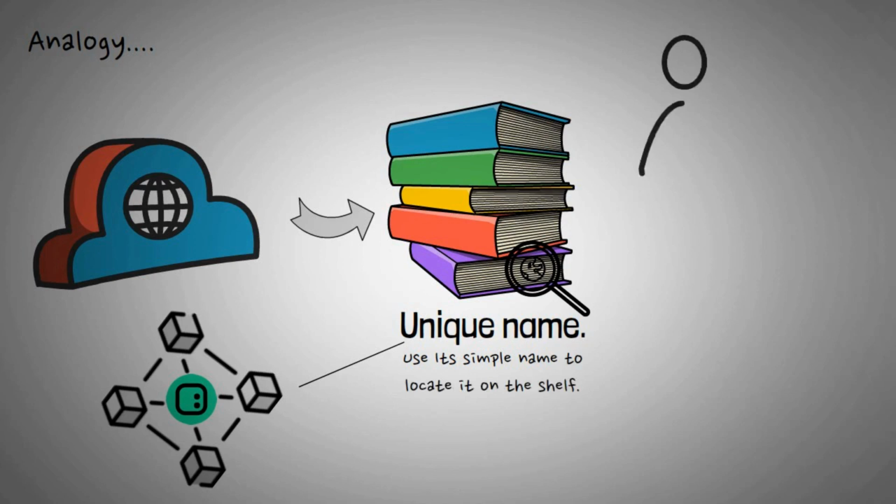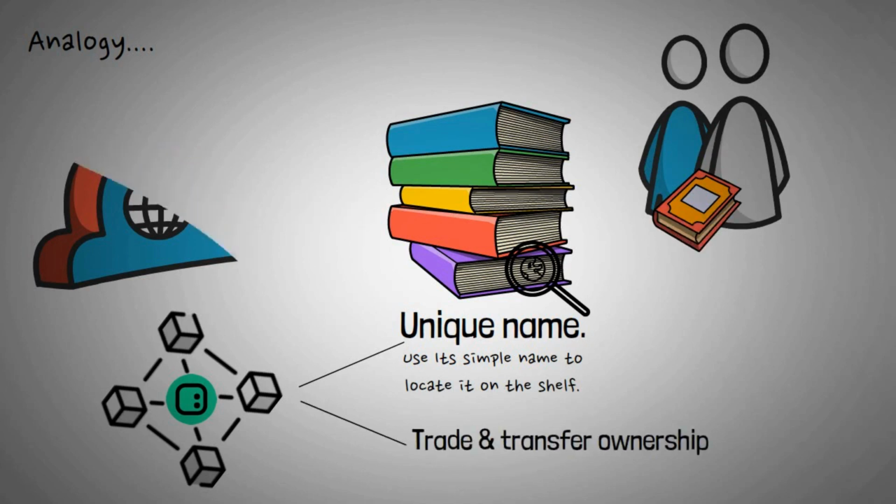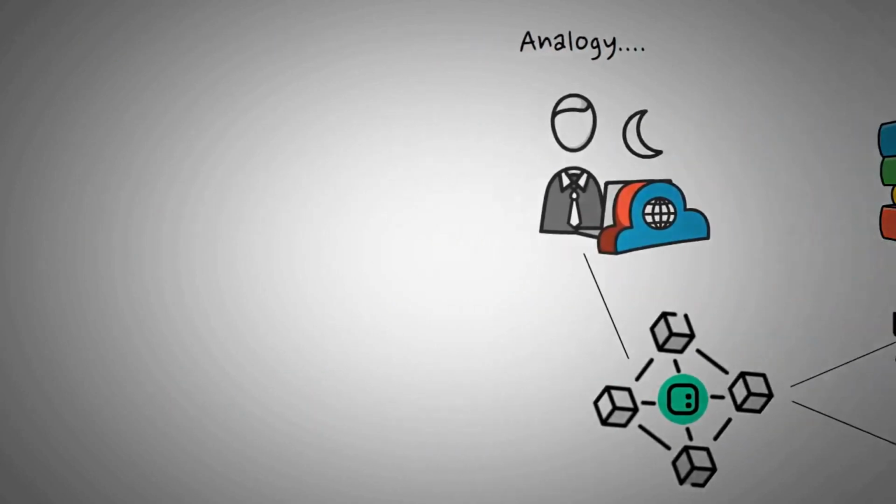And, just like how you can lend and borrow books with your friends at the library, SpaceID also lets you trade and transfer ownership of these special internet things with others. If you're a grown-up who knows how to build things on the internet, SpaceID gives you a special tool to help you make these special names for others to use too.